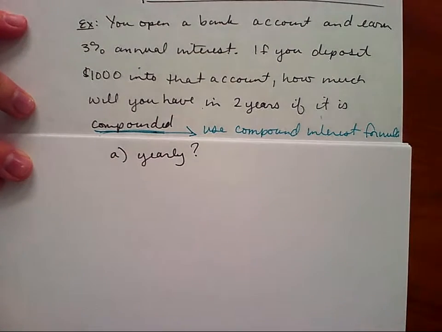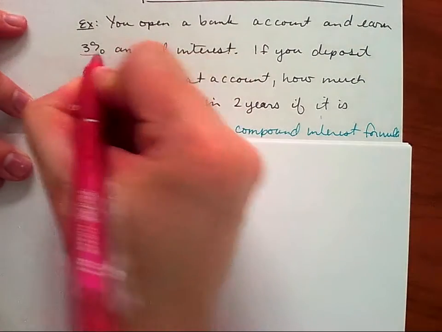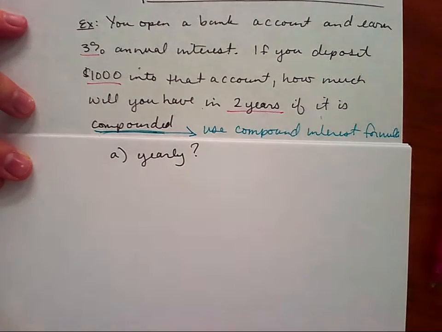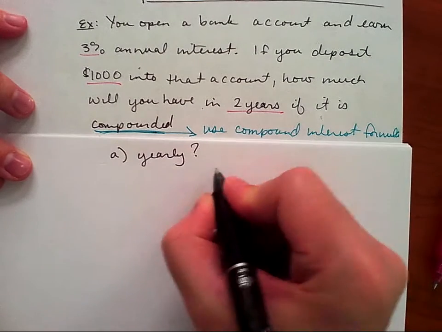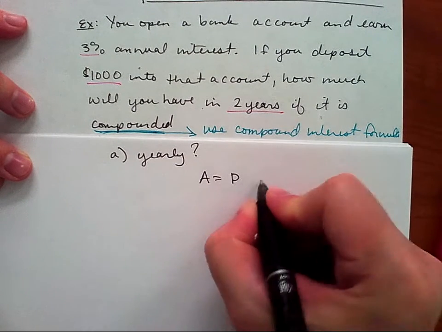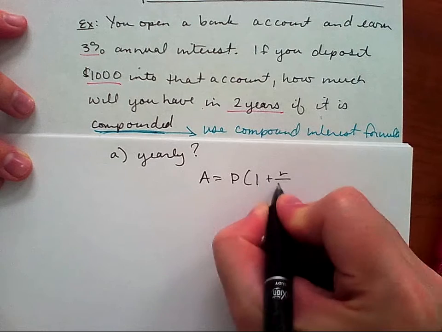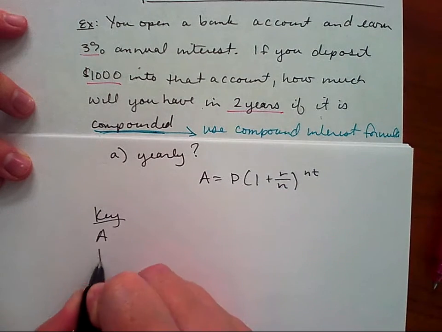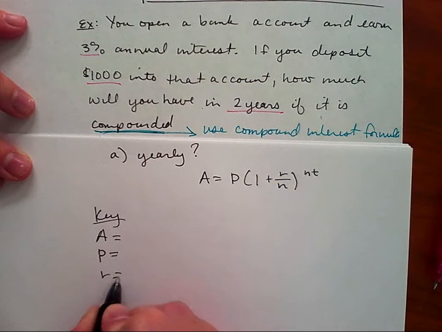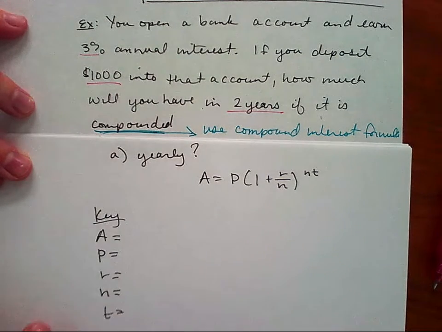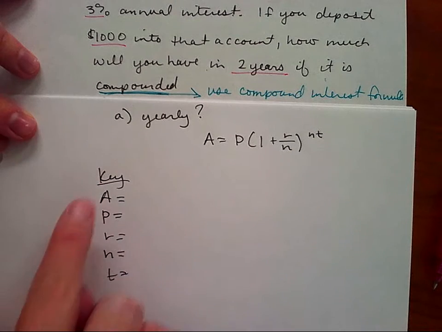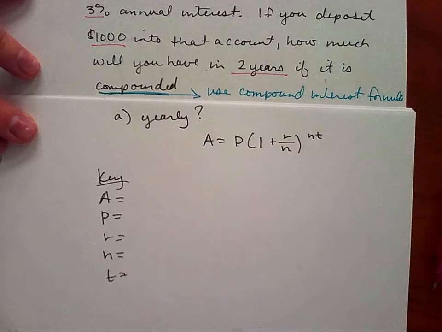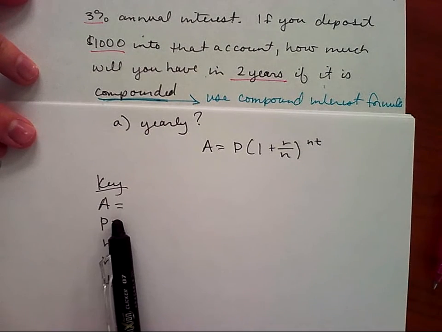All right, so now let's go through and underline all of our numbers and see what those numbers are. I'm going to write out my formula: A equals P times 1 plus R over N to the NT. I'm going to write down all my letters: A, P, R, N, T. When I write out all these letters, I should only have one letter that I'm not sure of. So A, accumulated amount.